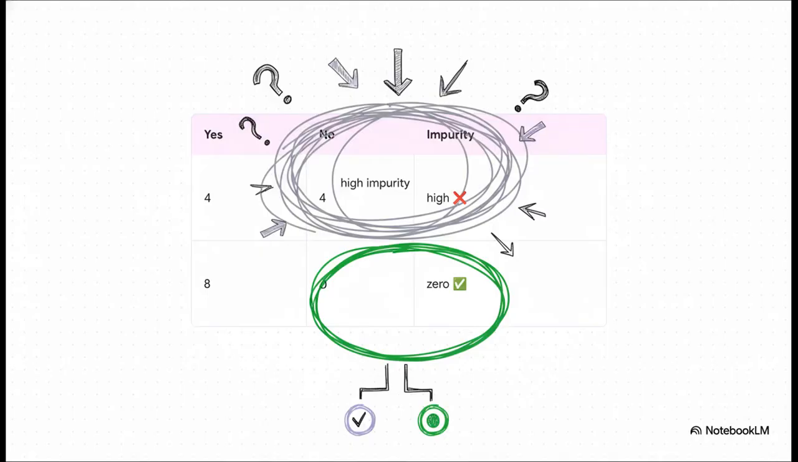So a group with an even 50-50 split of yes and no answers? That's what we call highly impure. It's totally unpredictable. On the flip side, a group that's all yes or all no, that has zero impurity. That's the jackpot. That's the state of perfect clarity our tree is aiming for.